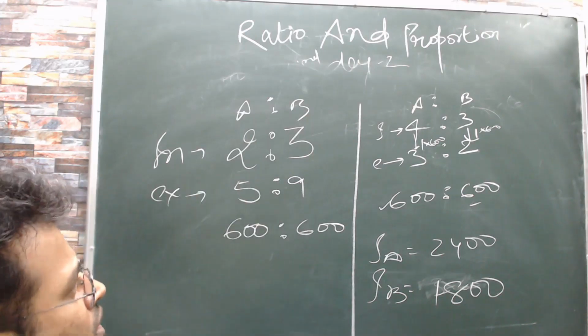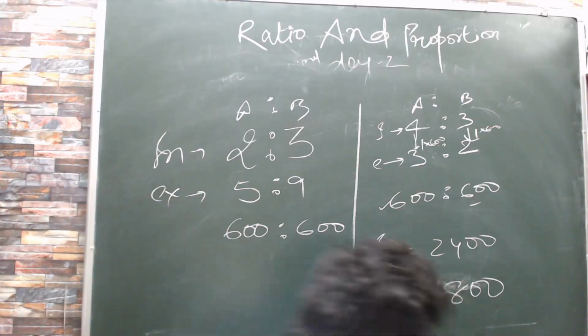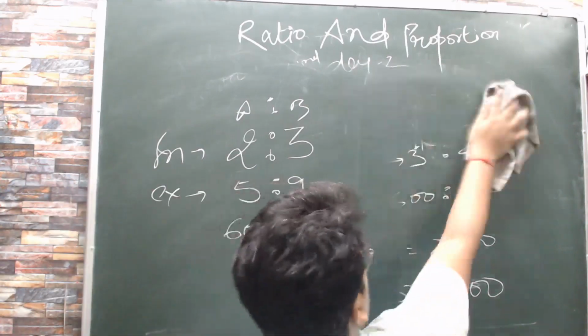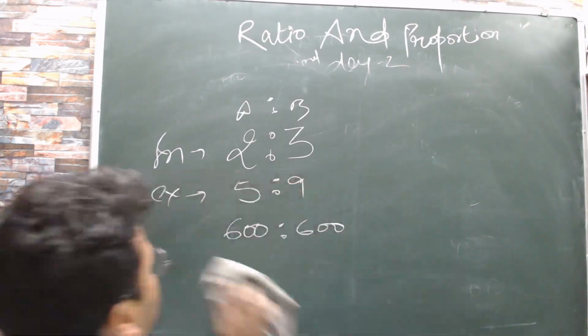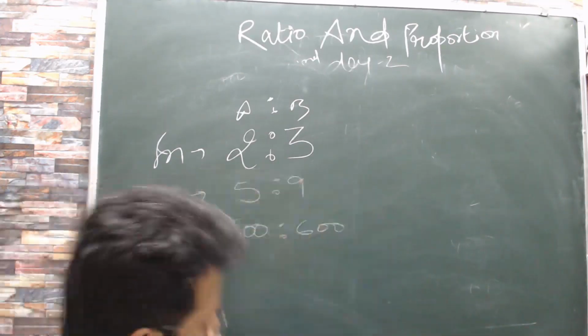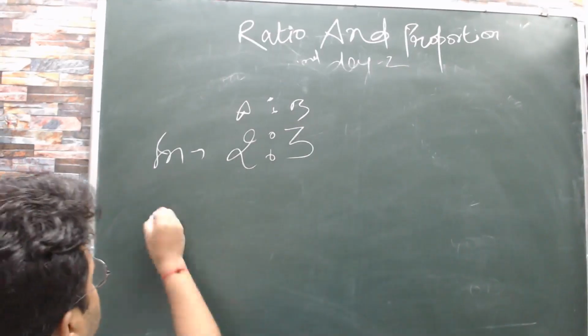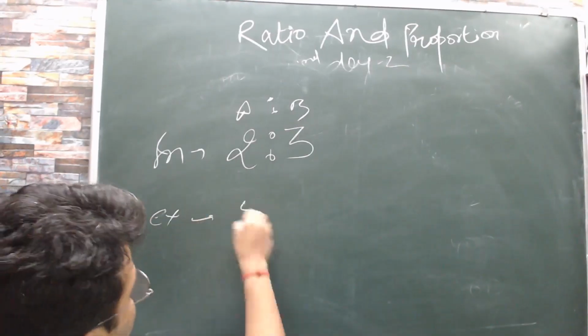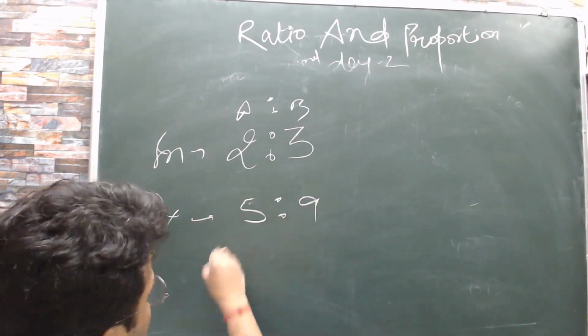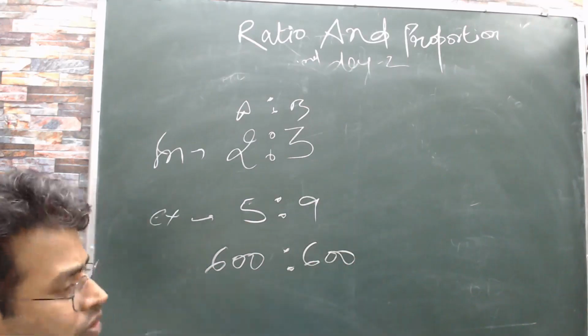Okay, I'm erasing it. Now this is the question. The question is saying their income is 2 ratio 3, their expenditure is 5 ratio 9. He is also saving 600 and he is also saving 600. What is the income of A and B?